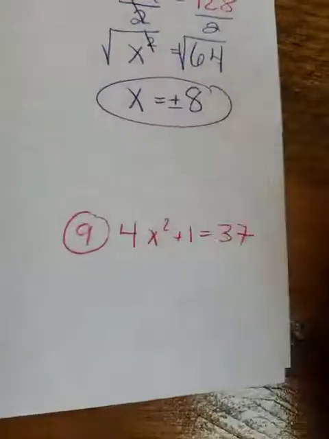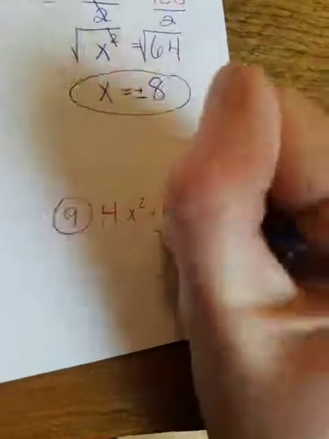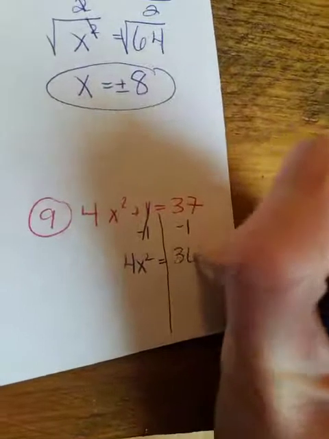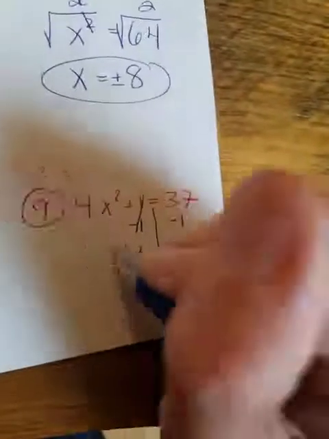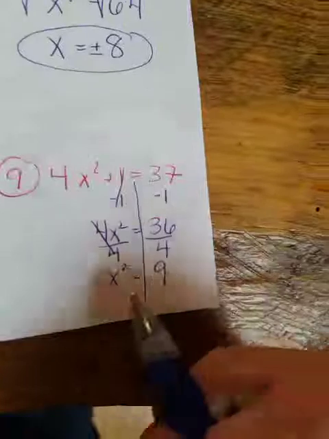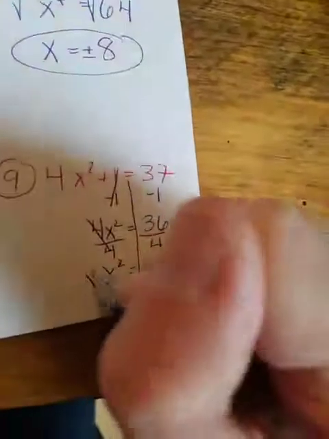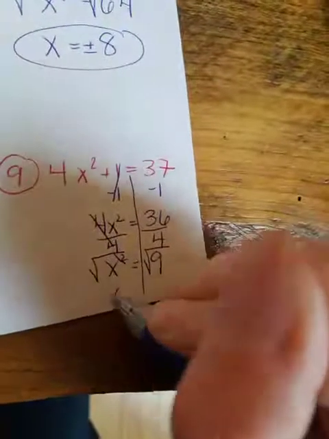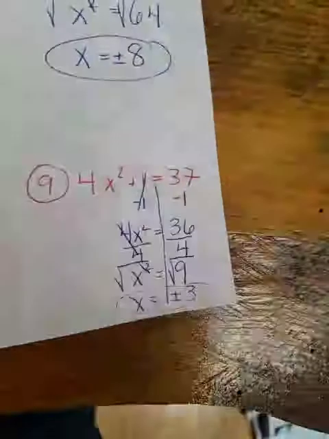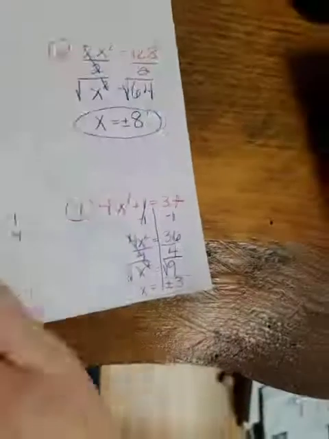Number 9, now you have two moves. Again, just like solving an equation. First, you're going to subtract 1 from both sides. 37 minus 1 is 36. And then you're going to divide by 4. So this is a two-step before you get x squared by itself. 36 divided by 4 is 9. The variable is by itself. So now you take the square root. The square root of 9 is plus or minus 3, because 3 times 3 is 9, and negative 3 times negative 3 is 9.